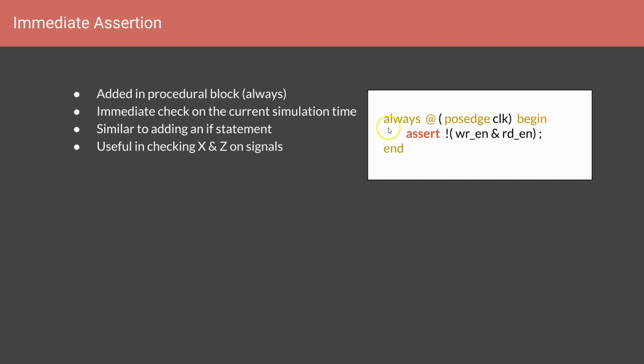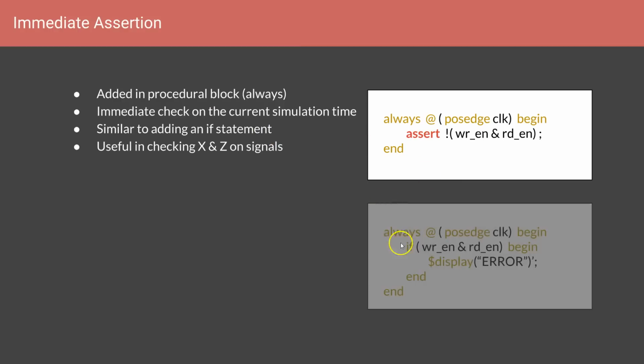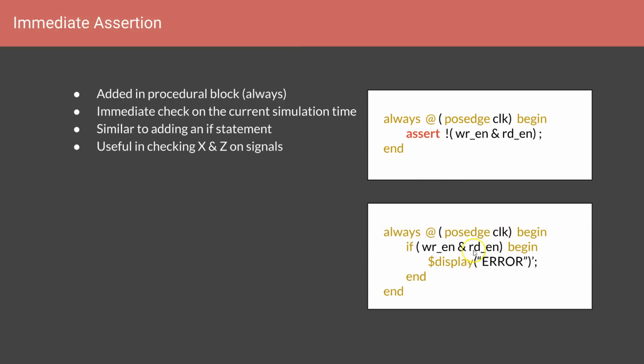So immediate assertions are similar to if statements in SystemVerilog. You could add an if statement to check whether this condition has occurred. The equivalent checking part would be: always at positive edge of clock, if write enable and read enable are high, flag an error. Now what's the difference between these two? That is, checking this condition violation by using the assert statement or by adding an explicit if statement.